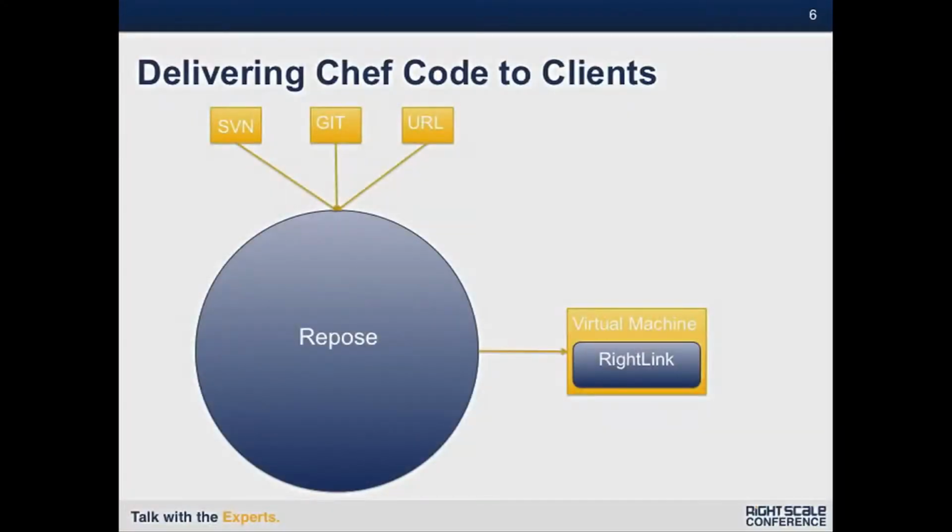RightLink's also responsible for doing all the transactions of getting that code that we pushed into that backend system that we call Repose. So you take your code in from your favorite version control or from a URL, and it goes into Repose. Then when that virtual machine comes up, RightLink gets the response back from the server that this is the list of Chef recipes or RightScripts that you're going to run, and it pushes those down to the instance through that connection that RightLink opens up. And then RightLink does all the hard work of taking that code and compiling it and executing it.